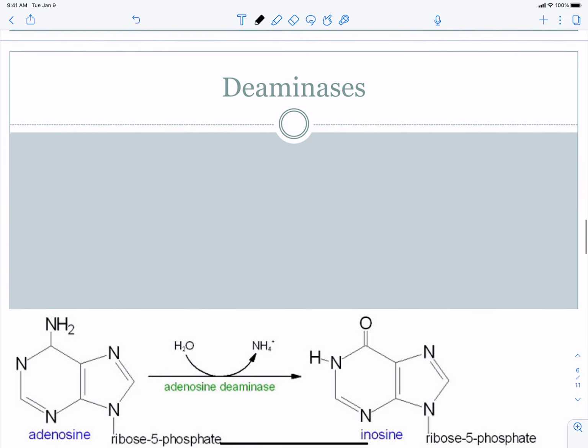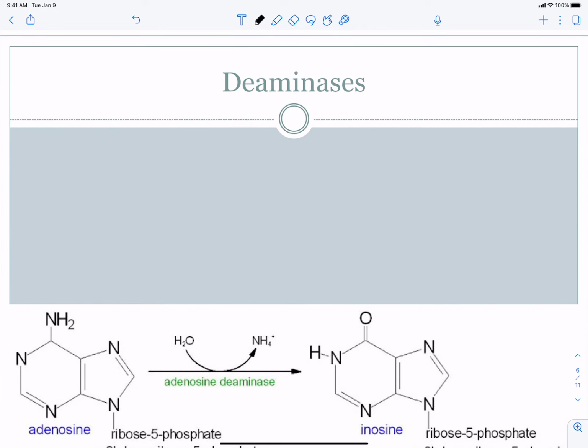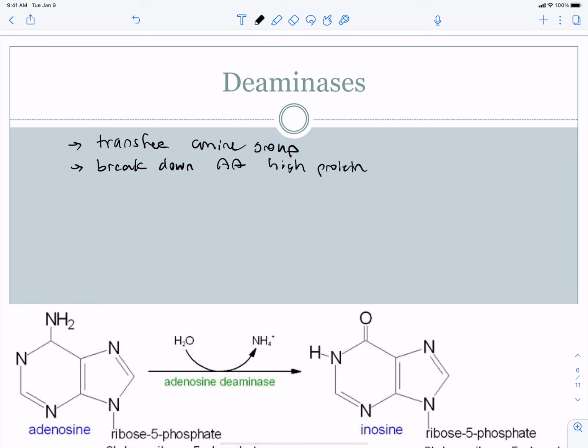We also have deaminases, and this is going to transfer an amine group. So these are going to be important in breaking down amino acids after a high protein meal. And these are going to involve the generation of ammonia.